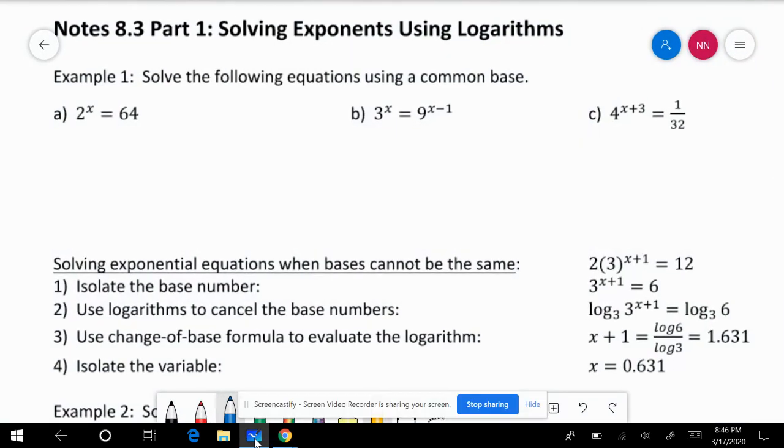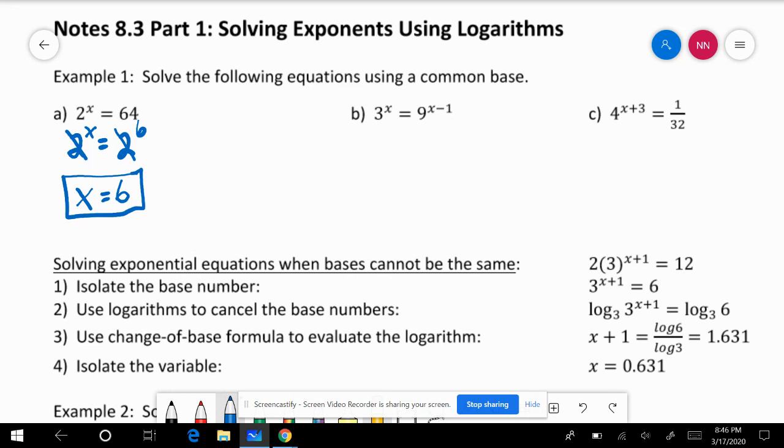What we're going to do now is look at solving logs. But before we do that, just a quick reminder of how we solve exponential problems using a common base. If you're looking at letter A, remember what we did was we found a common base. In this case, it is 2. So we did 2 to the 6, which is 64. The 2's canceled, and we got x is equal to 6.